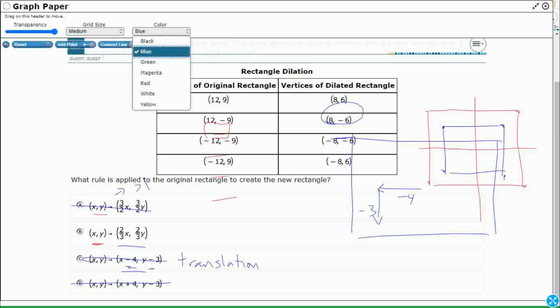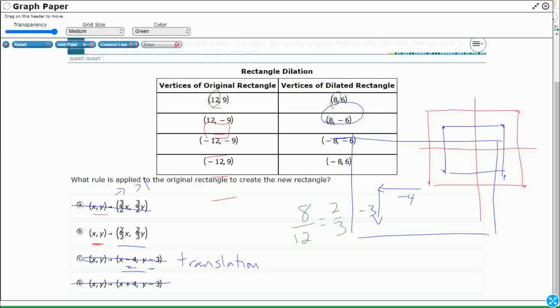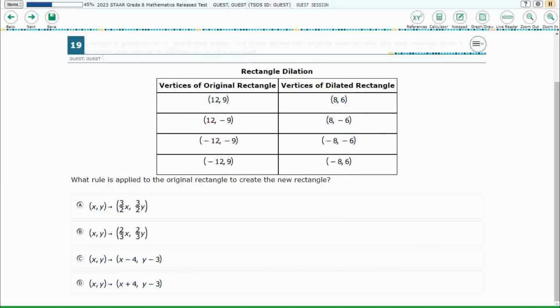Another way to look at it would be to make a ratio. What is the dilated x-coordinate? 8. What is the original x-coordinate? 12. Make it a ratio. Guess what that makes? 2/3. You could do the same thing with the y-coordinate. The dilated y-coordinate is -6. The original y-coordinate is -9. Also goes to 2/3. So that is our answer, B.